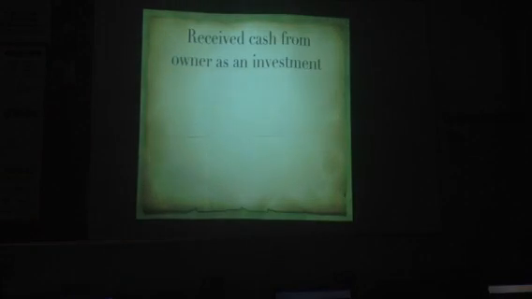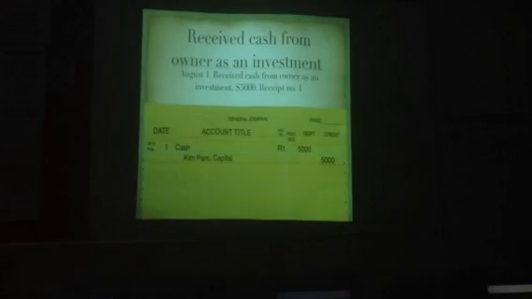All right. We're going to talk about receiving cash from owner as an investment. On August 1st, we received cash from an owner as an investment, $5,000, receipt number 1. That's what we just did. August 1st, date is on there. We do the debit account cash, the debit amount $5,000. The credit account, Kim Park Capital, the credit amount $5,000.